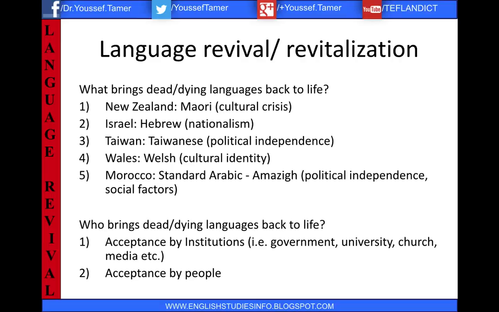Now, you have these reasons: cultural crisis, nationalism, political independence, cultural identity, political and social factors. These reasons will do nothing if we don't have these two here. They should be backed up by these two: acceptance by the institutions and acceptance by the people. So if we have a combination of all these, then we can talk about a true, correct, full, total revival of a language.